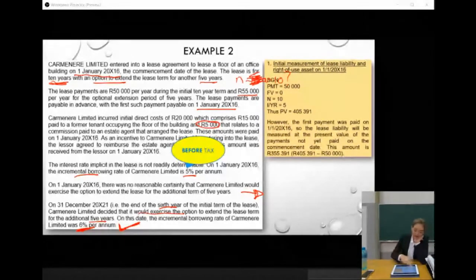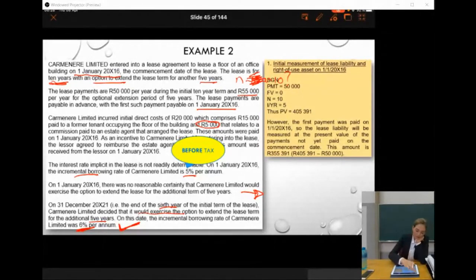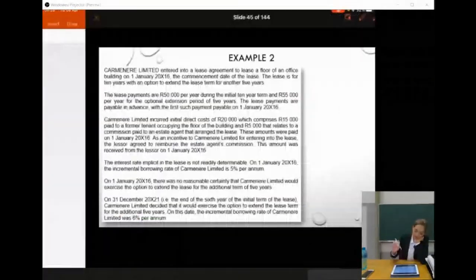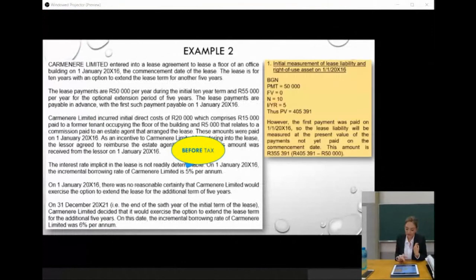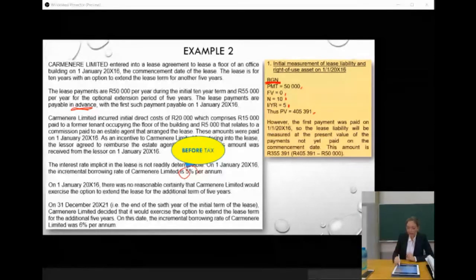So initial measurement of the lease liability. Let me just clear out my workings. Good. So initial measurement of the lease liability. We set our calculator to begin. Remember that, because it's payable in advance. Then our payments 50,000. Future value will be 0 because we're not going to exercise the option to purchase. The period will be 10. The interest per year will be 5%. That's the initial interest rate, giving us a present value of 405,391.